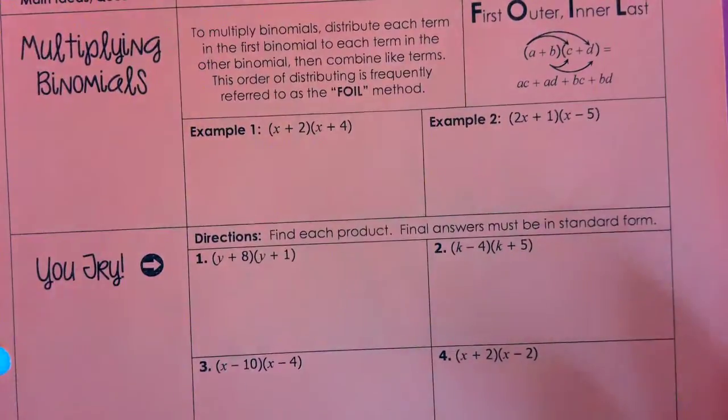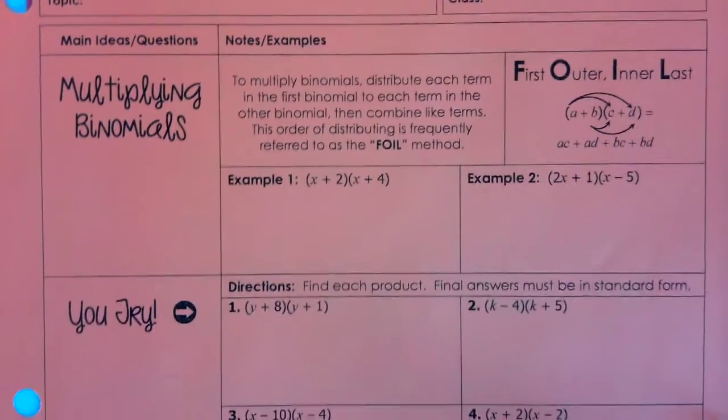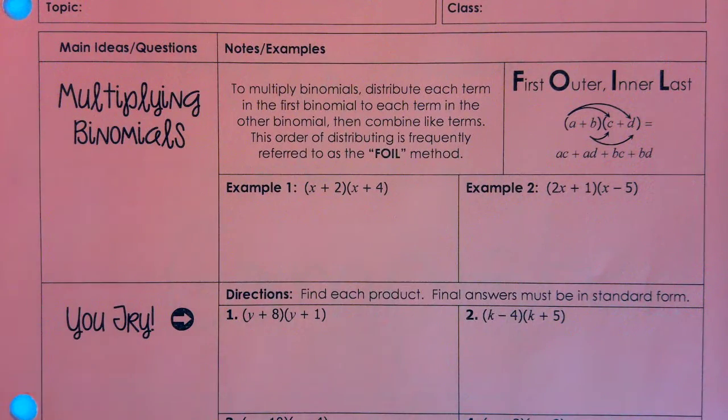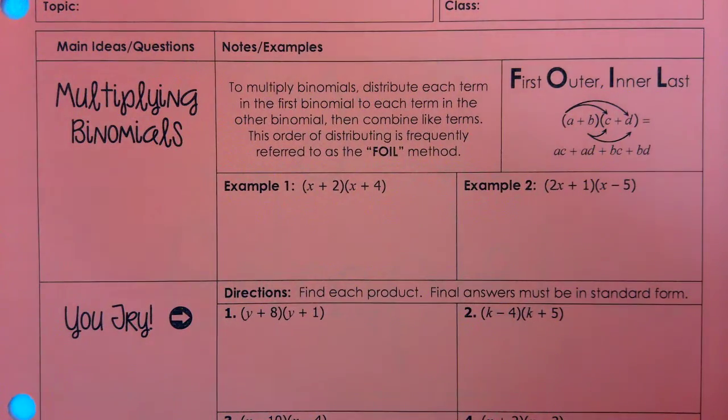Okay, so now that we have some work with multiplying a binomial, trinomial by a monomial, now what we're going to work on is multiplying two binomials. And how we do that is we use the FOIL method, is what it's called. And so to multiply binomials, you distribute each term in the first binomial to each term in the second binomial.